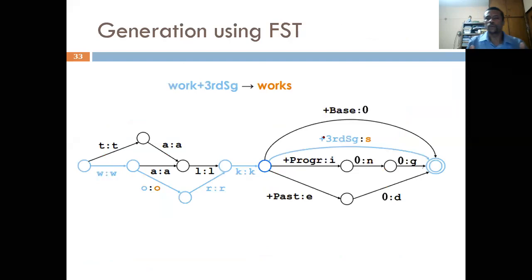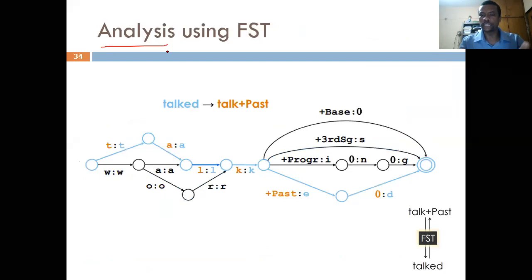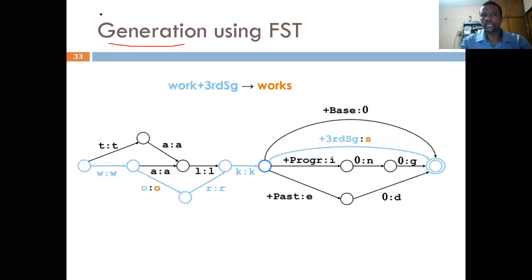A finite state model can be used for 2 things. You can use it for generation. Generation means producing a word, or you can use it for analysis. Analysis means once a word is given to you, you can actually understand what is inside of it. So when it comes to generation, this is what it means. What if I give you the word work and I want you to make it into 3rd person singular? This is a question, mind you. This is what we mean by generation.